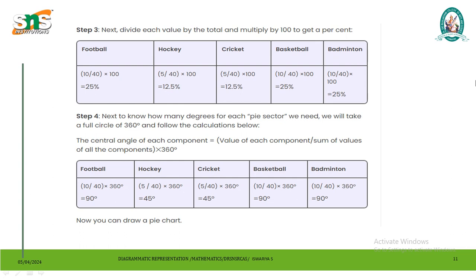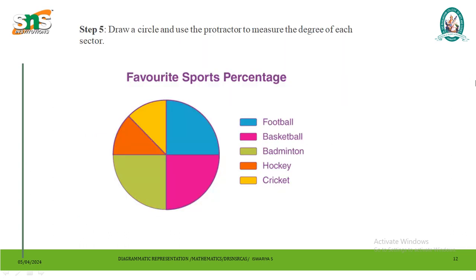So now we are able to draw a pie chart for these values. Using the found values, I draw a circle and use the protractor to measure the degree of each sector. So this is the pie chart we obtained for the given data.